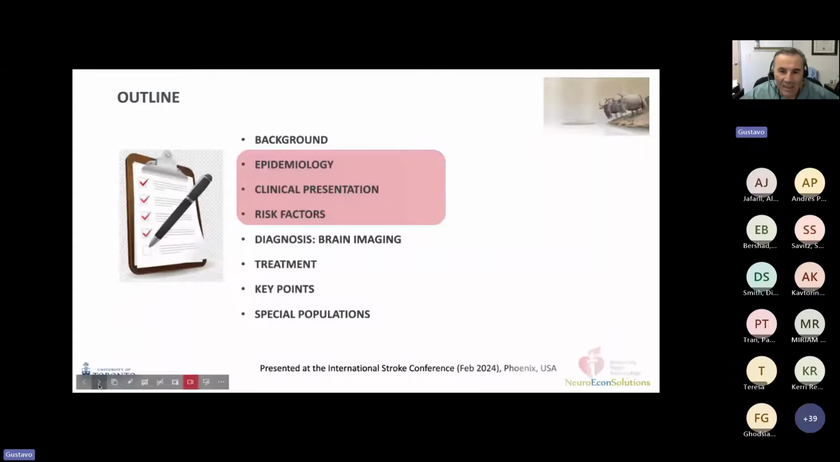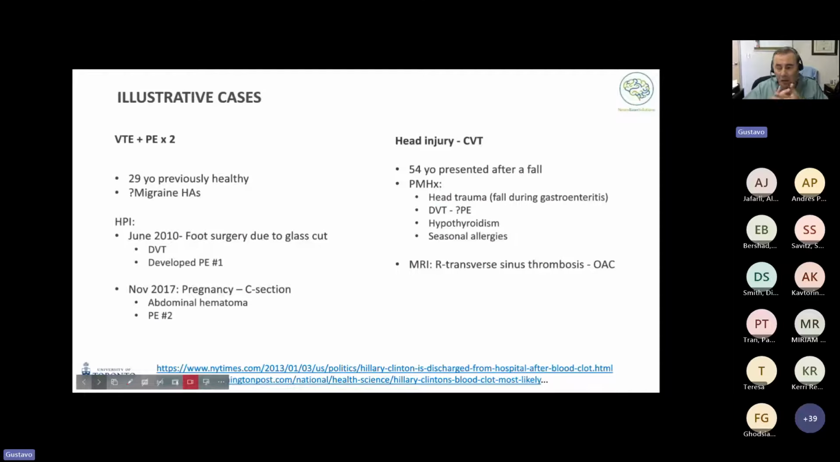So let's get started. We'll talk about epidemiology, clinical presentation, and risk factors, and an update given this presentation or the guidelines. Let's get started with two illustrative cases, okay? Case number one is a 29-year-old woman, previously healthy, with a query of migraine headaches. In June 2010, she had a foot surgery after having a cut and developed a DVT. And after the deep venous thrombosis, she developed a pulmonary embolism.